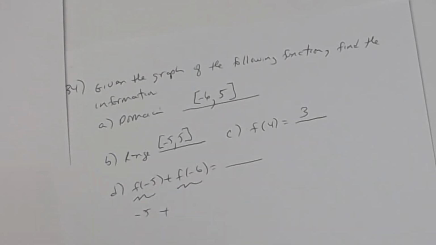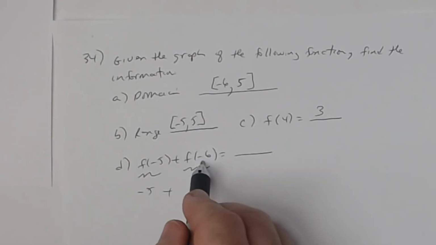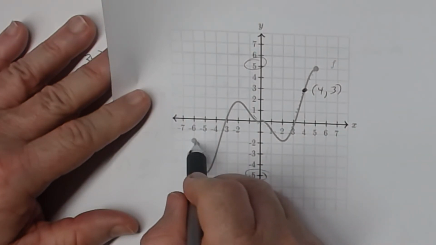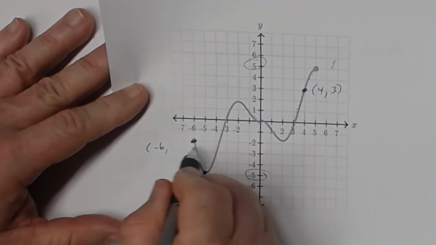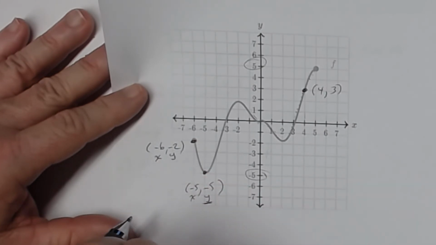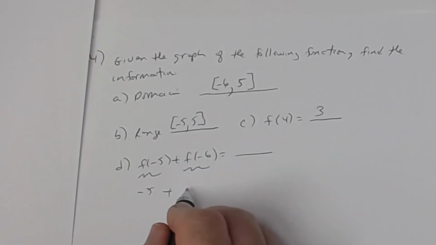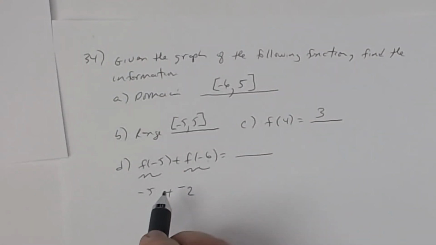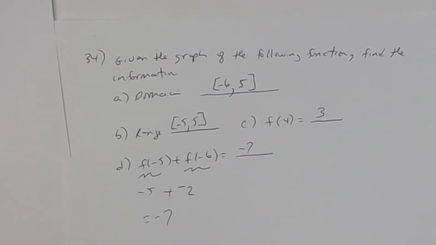Plus, and then I find f of negative 6. f of negative 6 means what is the y value when x is negative 6? Here's where x is negative 6, and the point associated with it is this point here. If I label that point, it's negative 6 comma negative 2. So when x is negative 6, my y value is negative 2. So f of negative 6 is negative 2, and I put negative 2 here. Now negative 5 plus negative 2 is negative 7, and that goes in the blank. And that's how you do this.